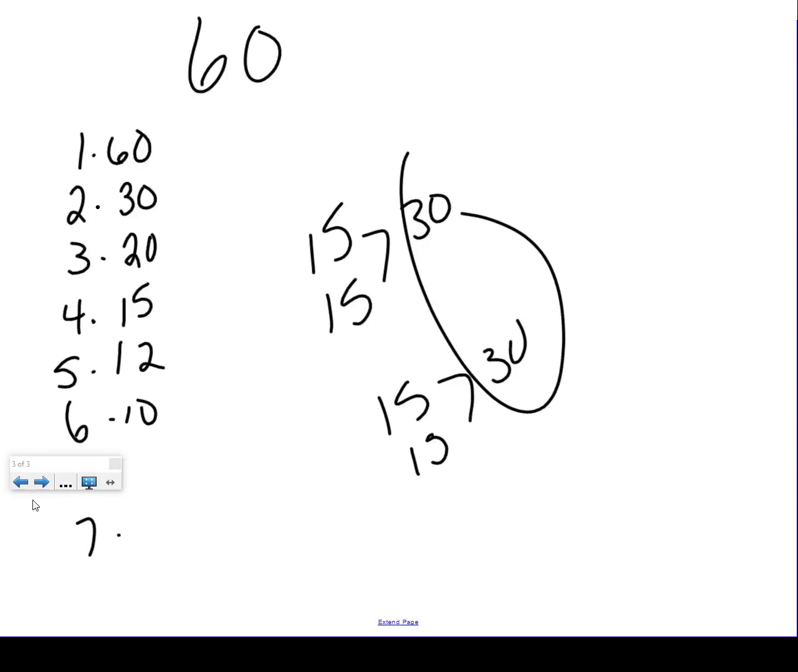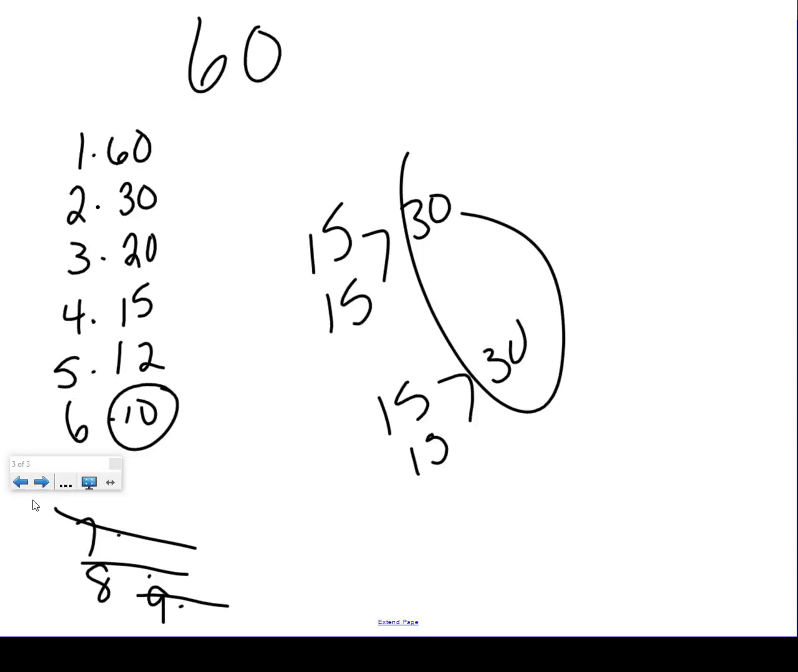What about 7? 7 does not go evenly into it. What about 8? 8 does not go evenly into 60. What about 9? 9 also does not go evenly into it. I would say 10, but notice that 10 is already used right here. So that means that the list that you see right here is our full list.